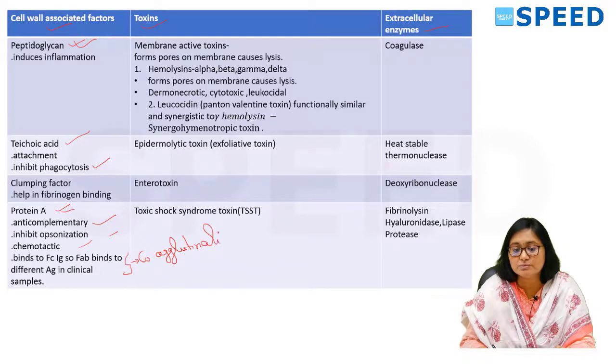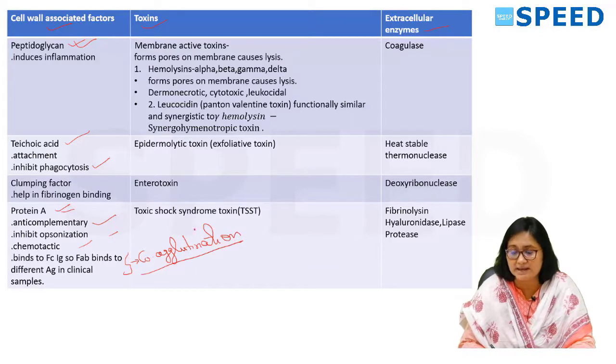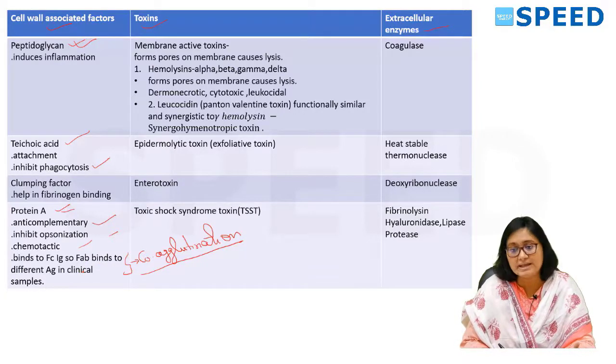Earlier we used to do this for the classification or identification of Staphylococcus. This is no more done. And this phenomenon of binding to the Fc of IgG, so that Fab is free to bind a different antigen, was how protein A was used. Then you have membrane active toxins.